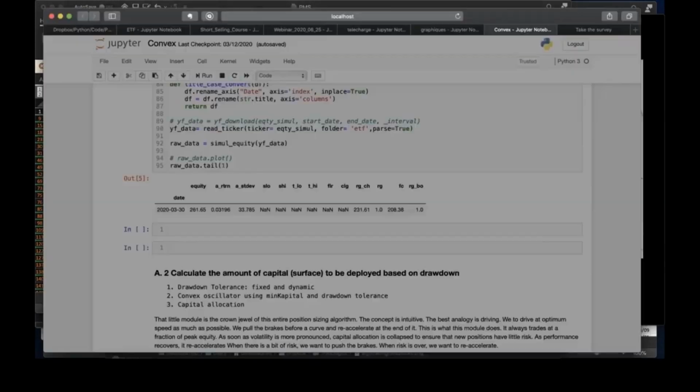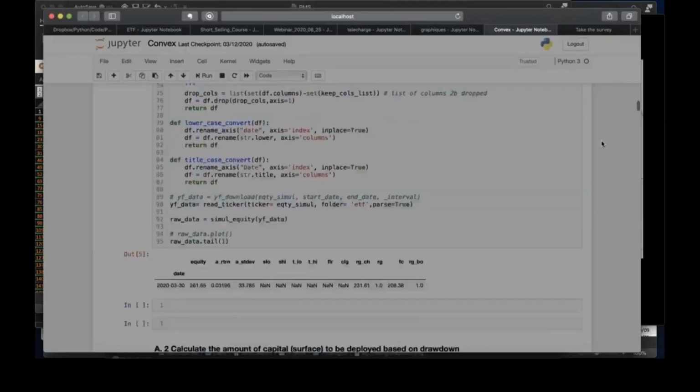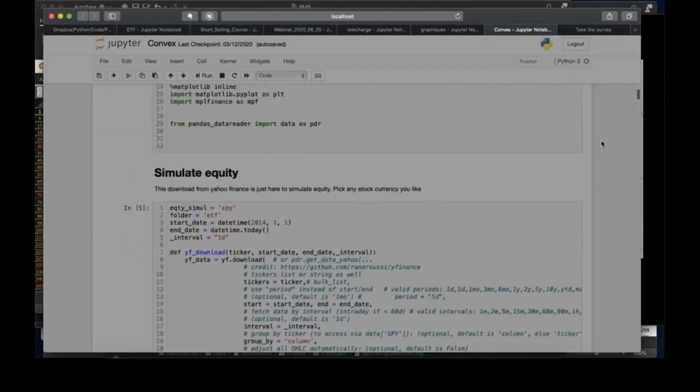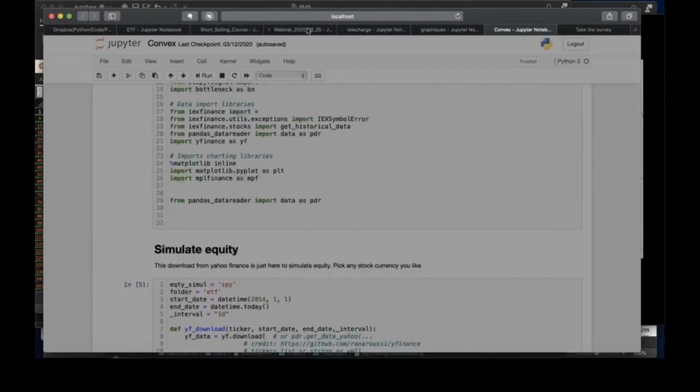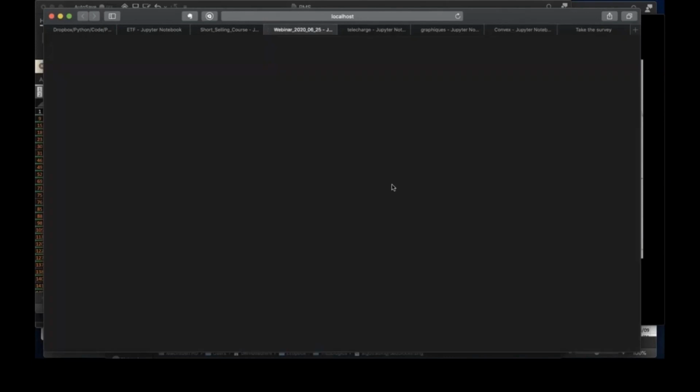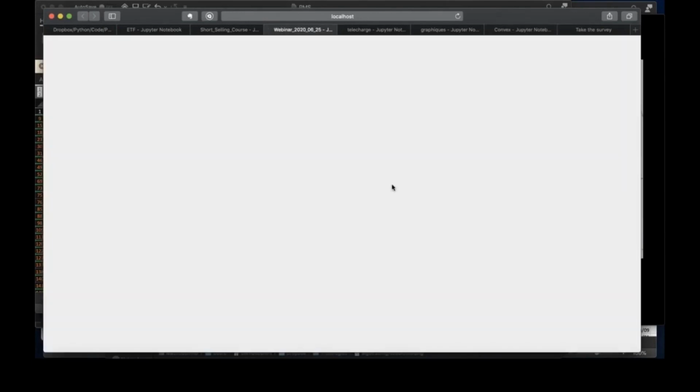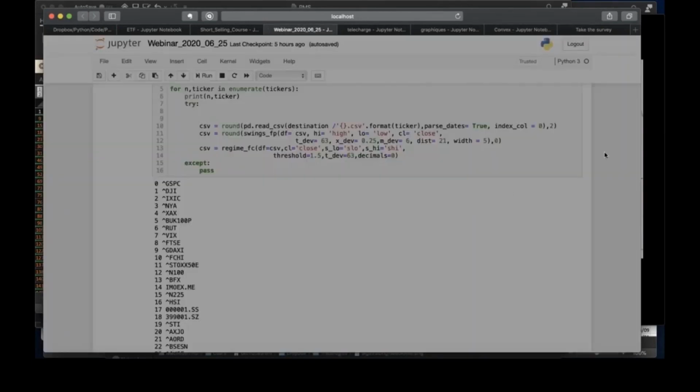I'm sorry, the code is a complete mess, but oh no. So, right.